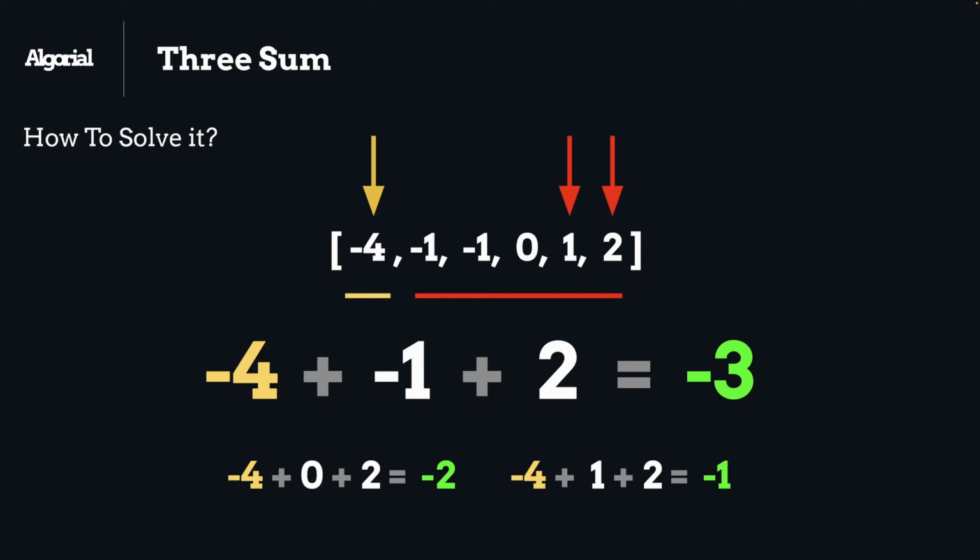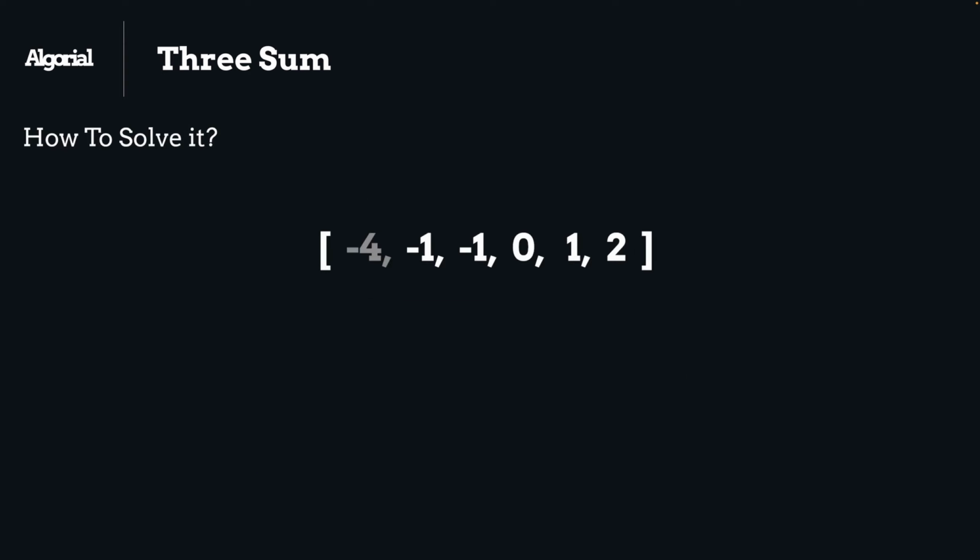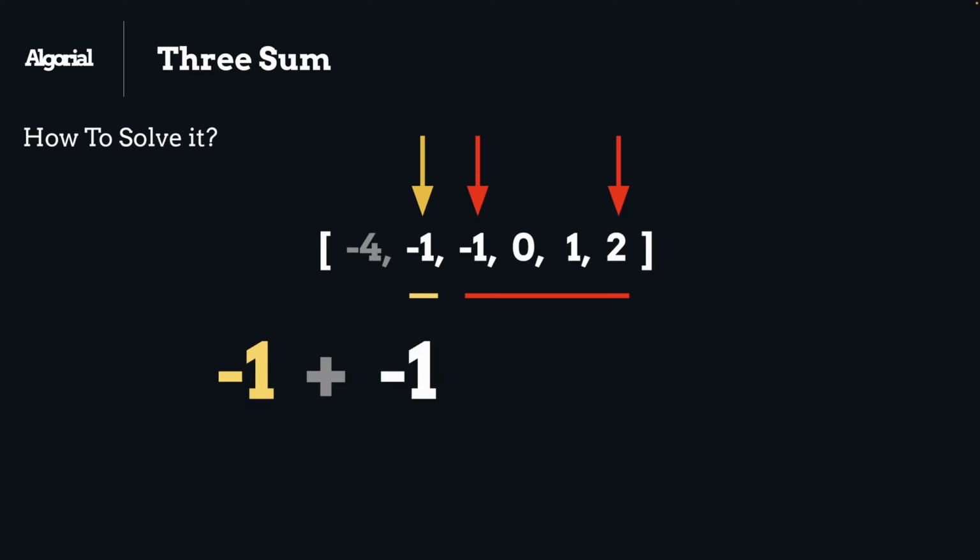So, moving on to the next iteration, as usual, we increase the base pointer 1 time, and the other 2 pointers will be placed like so. Now, since we have all of our pointers in place, let's do the sum check first. -1 plus -1 plus 2 will give us 0. Look at that. We've got our first pair here. The sum is 0. Now we need to store this in our results array.